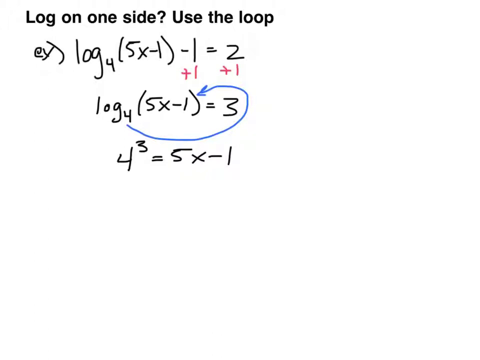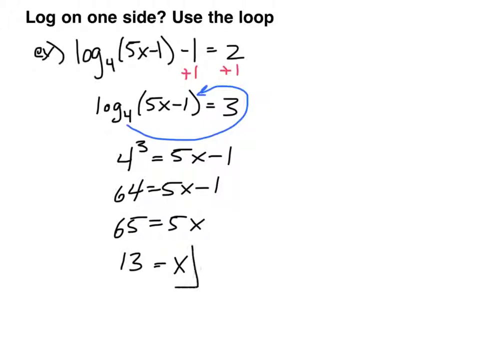Alright, so now we can solve. 4 cubed is 64 equals 5x minus 1. Add 1 to both sides, 65 equals 5x. And x equals 13. I could check my answer by plugging that 13 back in. That'd be 5 times 13 is 65, minus 1 is 64. So that's a positive number. So 13 will work.